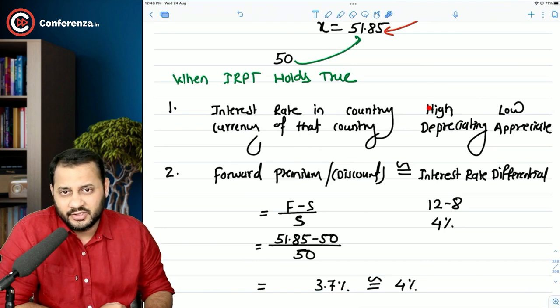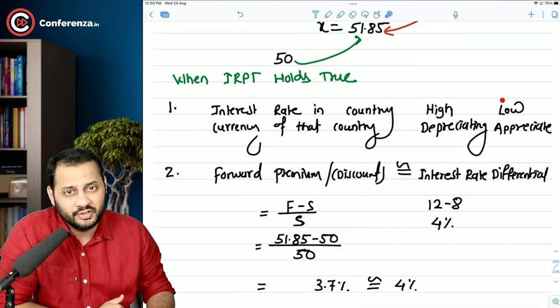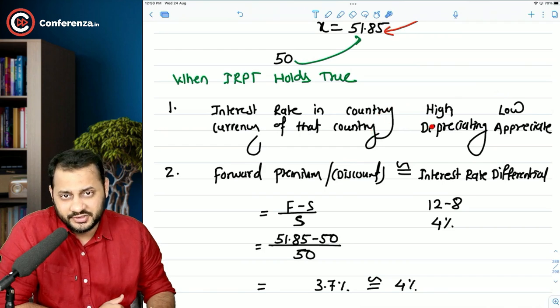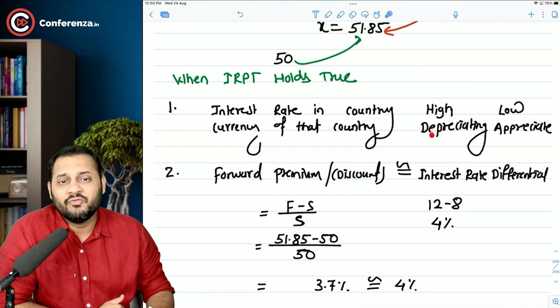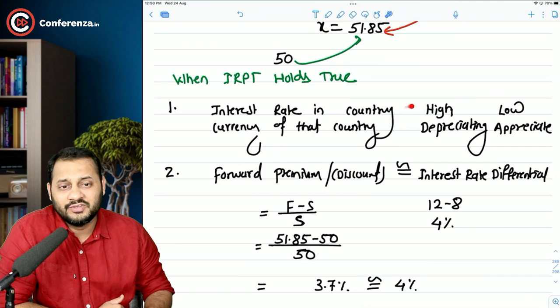So let me tell you the arbitrage transaction. High interest rate, the first impression of the high interest rate is investment. Everyone wants high interest rate for their investment and low interest rate for their borrowing. So understand, we will continue with that logic itself. If the interest rate in a country is high, the currency of that country will start depreciating, and equilibrium will be achieved when the depreciation in the currency of that country where the interest rates are high should be equal to the interest rate differential.